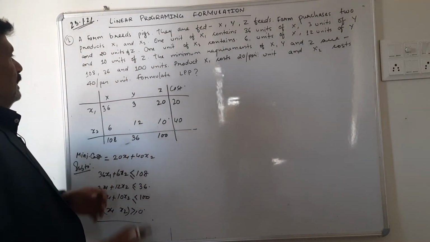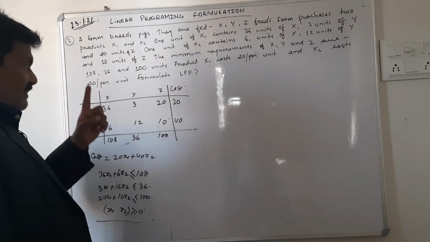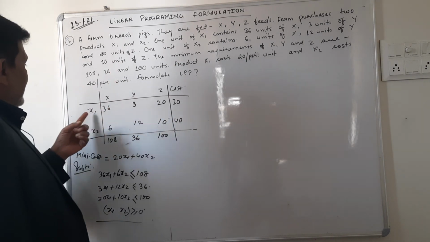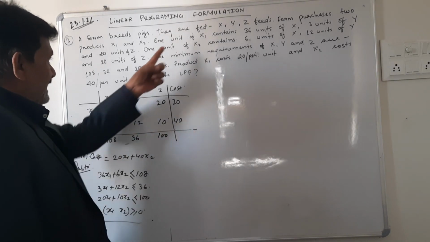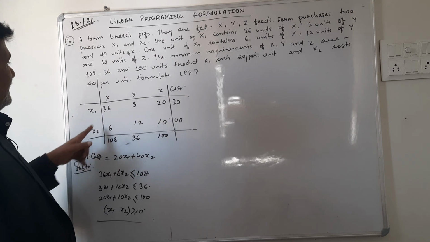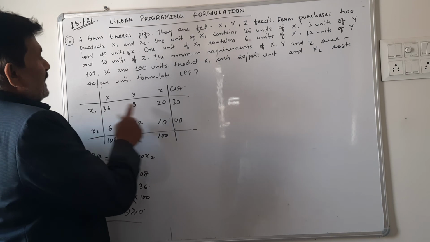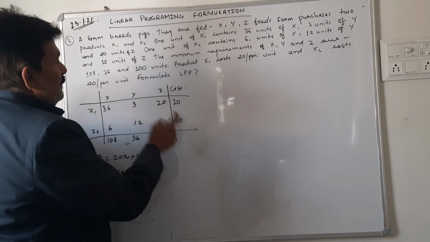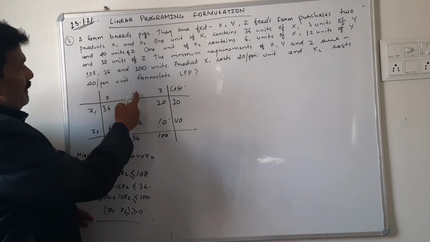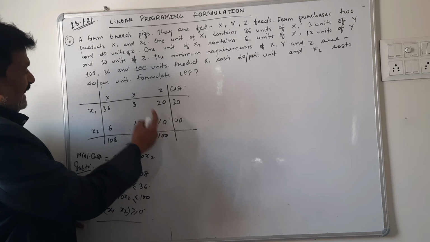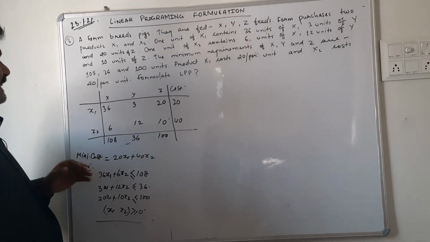So let us make a table. We have two products, x1 and x2, and each product contains 3 constituents, x, y and z. This x1 product has these constituents in the form of x, y and z. It is given right here, and x2 contains these 3 constituents like this. Now the cost of x1 is 20, cost of x2 is 40. In the feed, the minimum requirement of x is 108 units, minimum of y is 36 units and z is 100 units. So now this could be shown in the form of a standard LP sum.